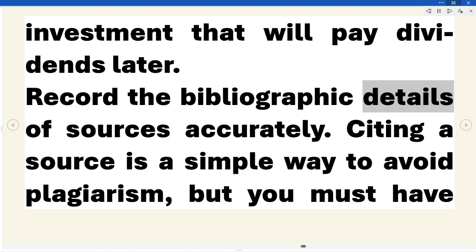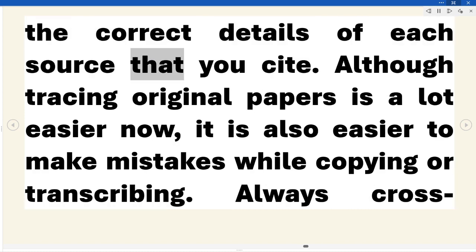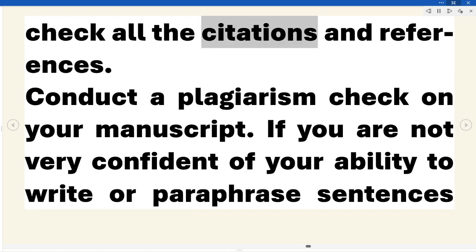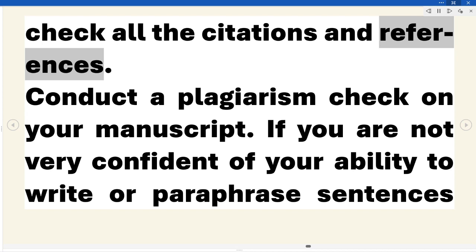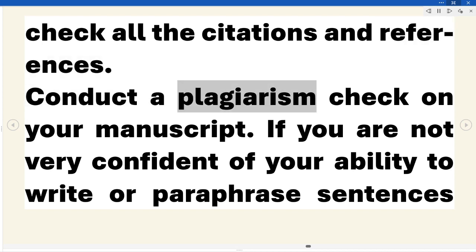Record the bibliographic details of sources accurately. Citing a source is a simple way to avoid plagiarism, but you must have the correct details of each source that you cite. Although tracing original papers is a lot easier now, it is also easier to make mistakes while copying or transcribing. Always cross-check all the citations and references. Conduct a plagiarism check on your manuscript.